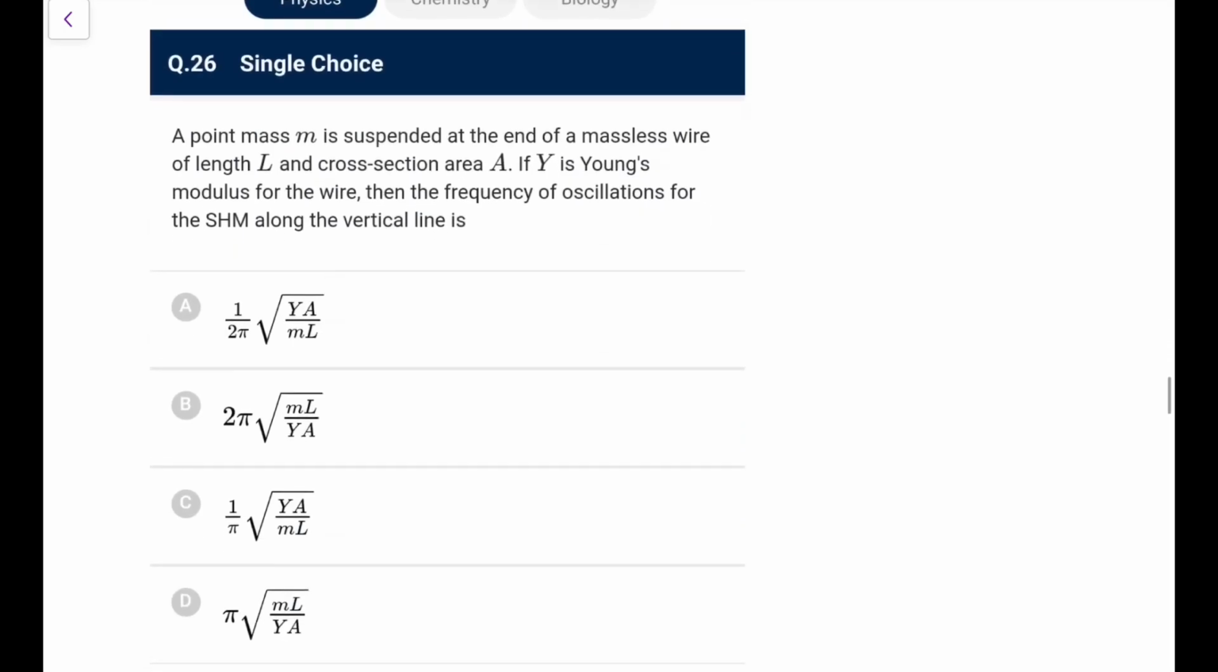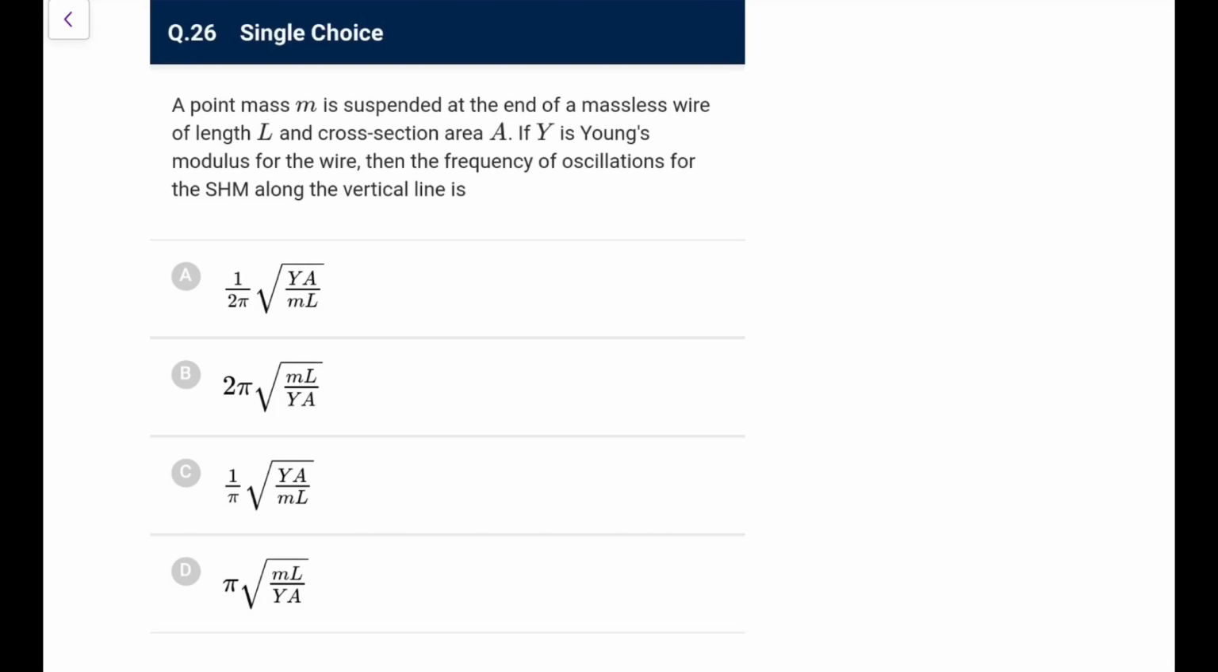Next one. A point mass M is suspended at the end of a massless wire of length L and cross sectional area A.